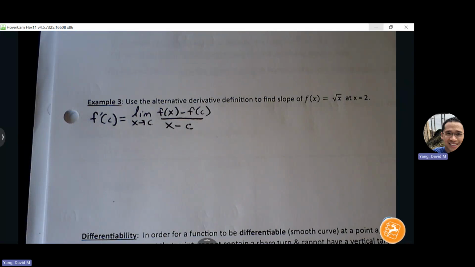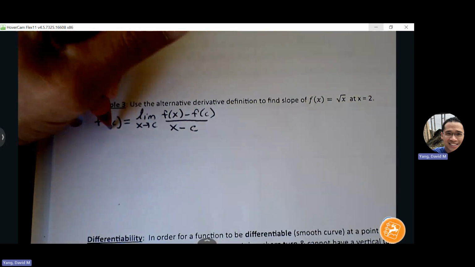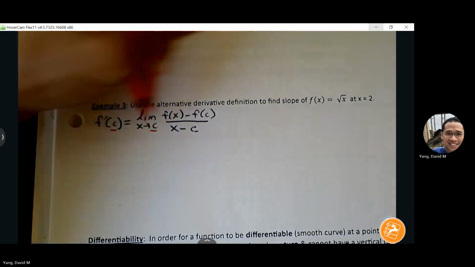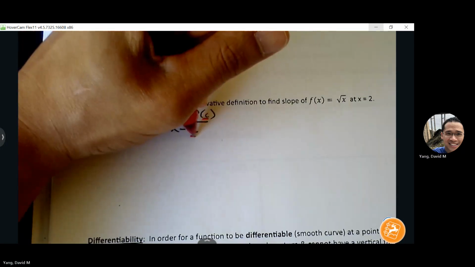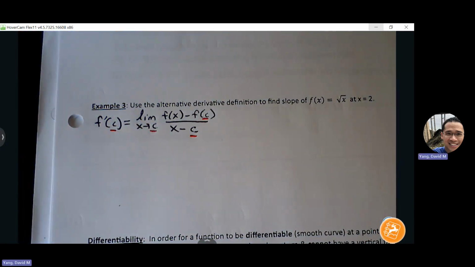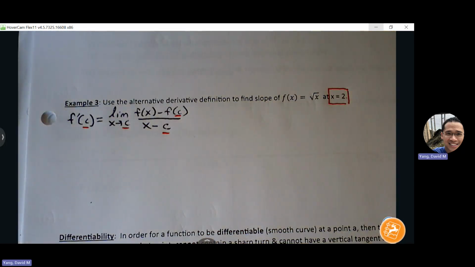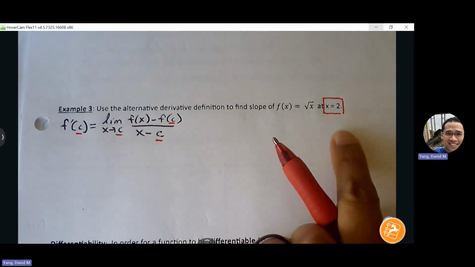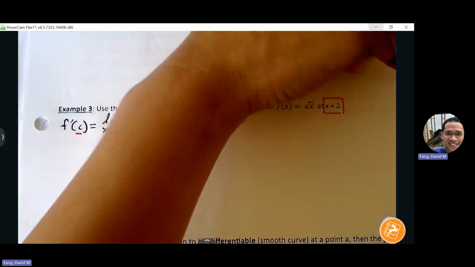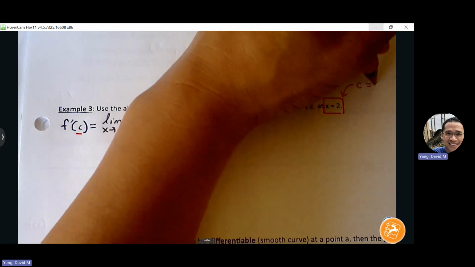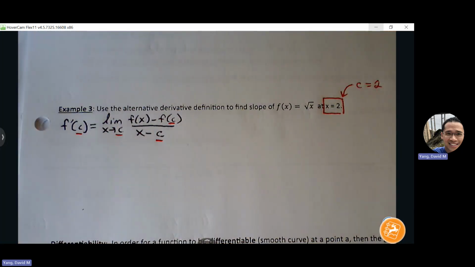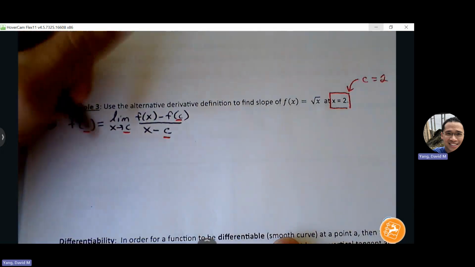Okay, so the first thing that you want to do with the alternate definition is go ahead and underline all the C's that show up in the formula. That is the point that you're working with, and they're always going to provide you a point in question. So here the center of our problem is at x equals 2. So that's our C value. Our C value is 2. So go ahead and replace every C in the formula with 2. And then things will become more clear as to what your next step will be.